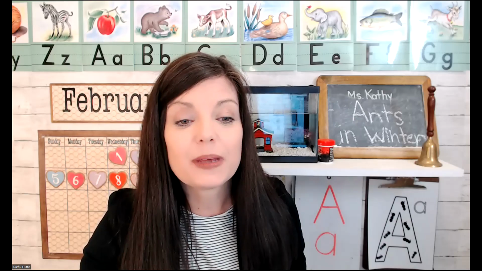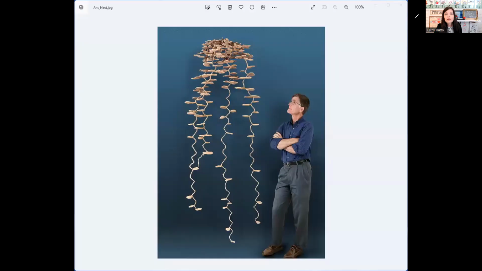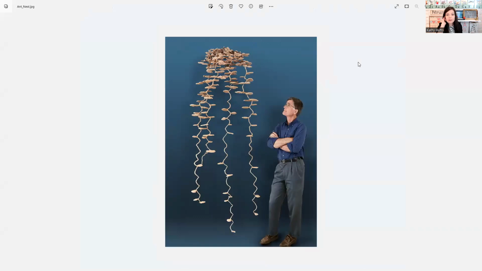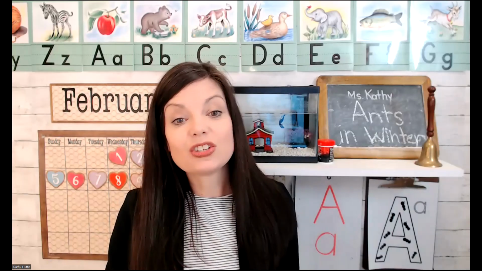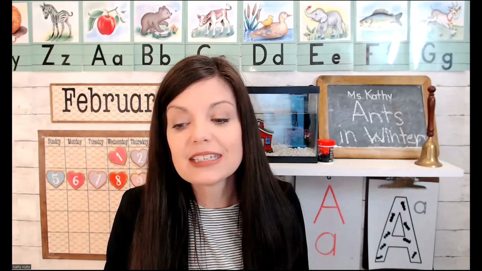So take a look at this picture. Whoa, did you see that big, tall ant colony? If you could move all the dirt away, an ant's colony might look like this. Ants can tunnel down really, really far into the ground. Did you know that an ant can tunnel down as far as a giraffe is tall? That's a very deep tunnel. You can see that this tunnel is even taller than this man. That is incredible.